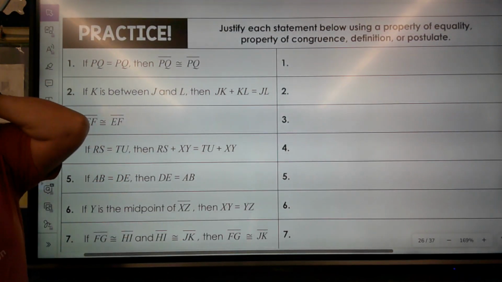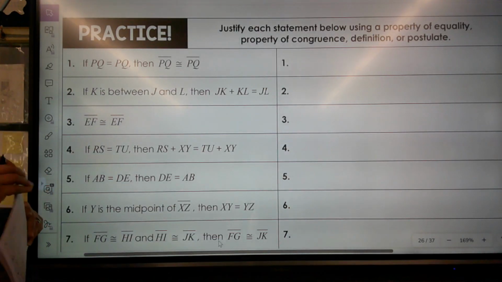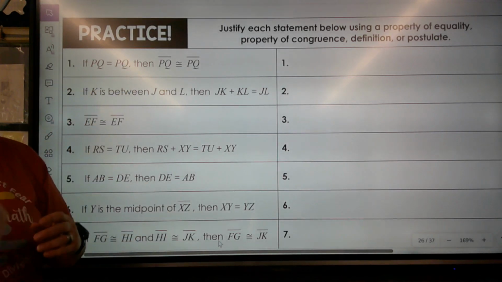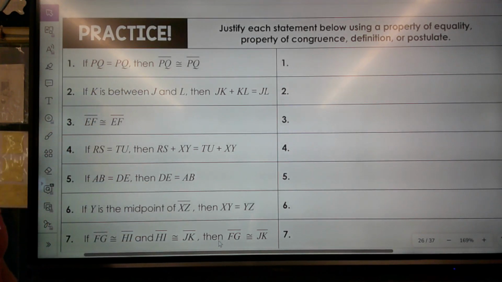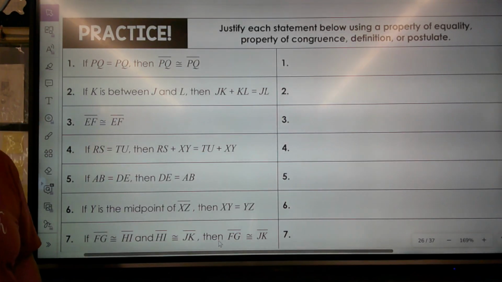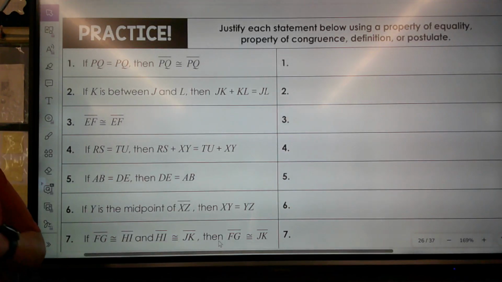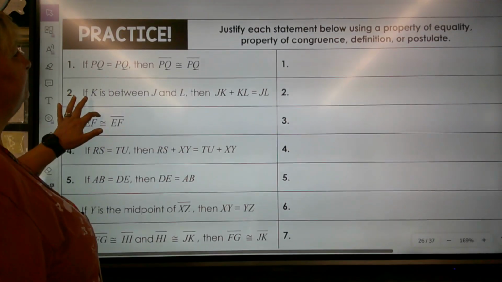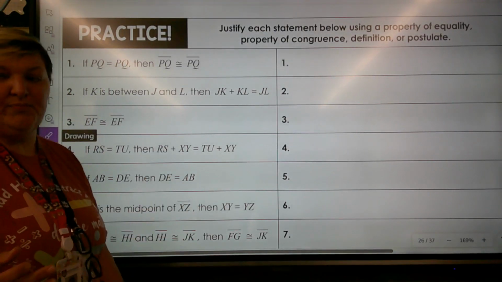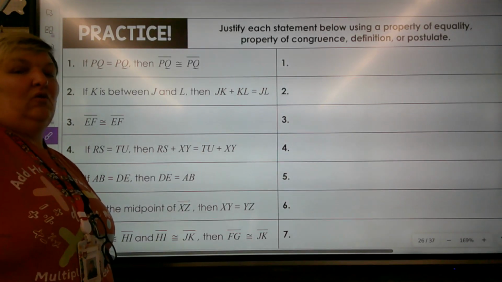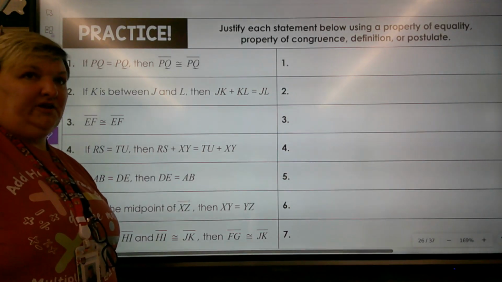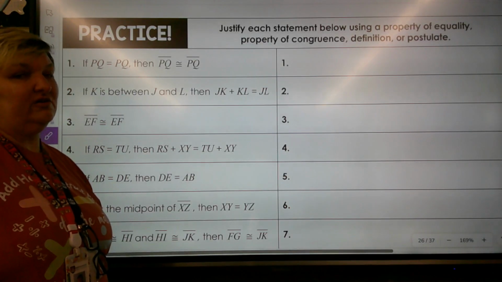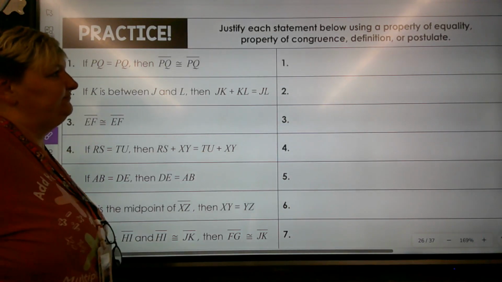All right, now let's practice. So we're going to look at different claims, if-thens, different statements. And we're going to determine which law it proves. Which property of equality or property of congruence or postulate are they using to prove that statement?